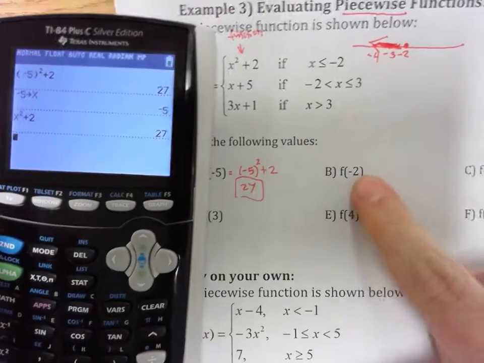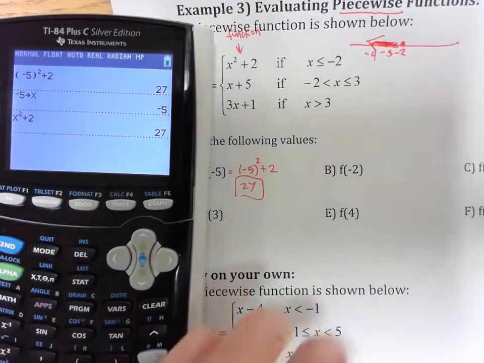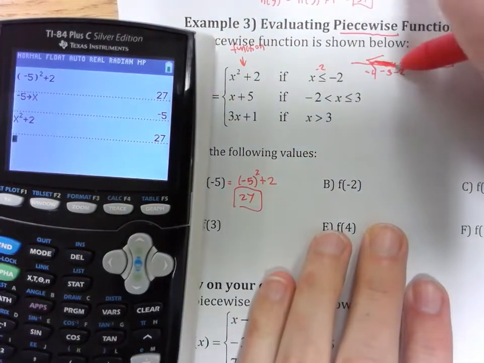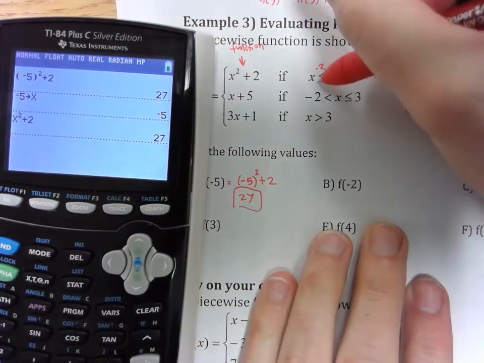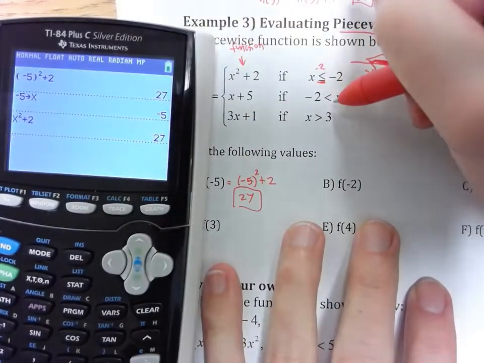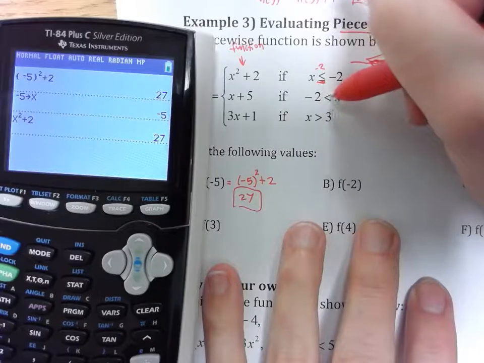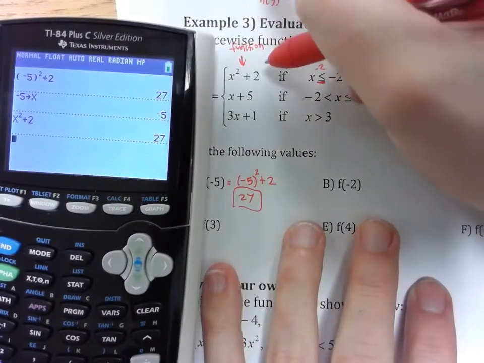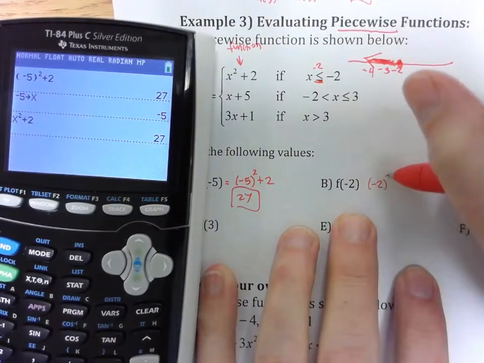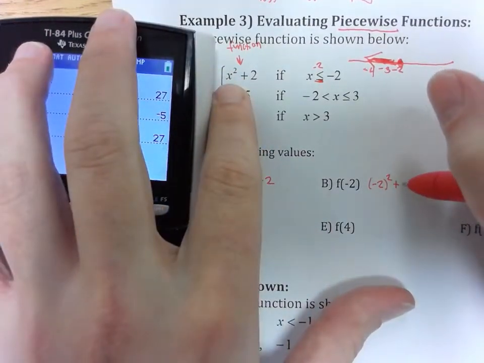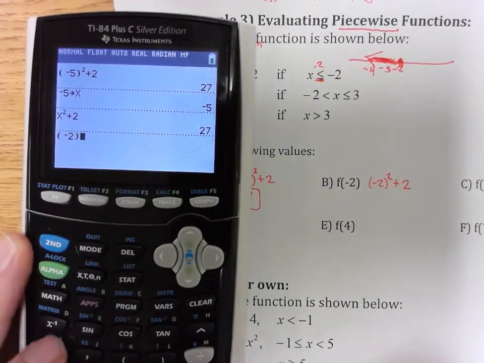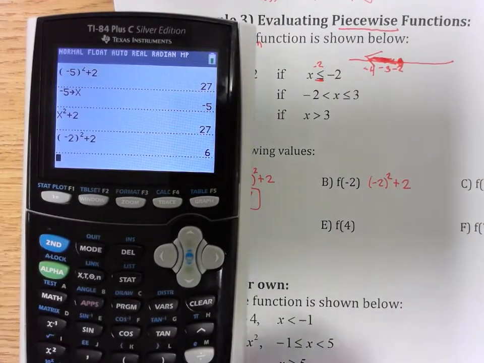Okay, so -2 is also less than or equal to -2. So since -2 joins the club here, because less than or equal to means it can be equal, then I'm still going to plug it into this one, not the one down here. That one's only a greater than symbol, not a less than or equal to. So I'm going to plug in -2 for x squared plus 2. And again, a negative squared is positive. So -2 squared plus 2, 4 plus 2 is 6.